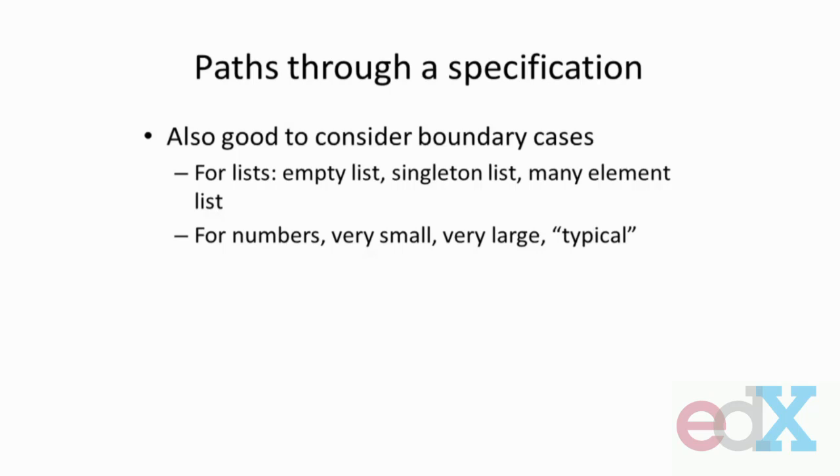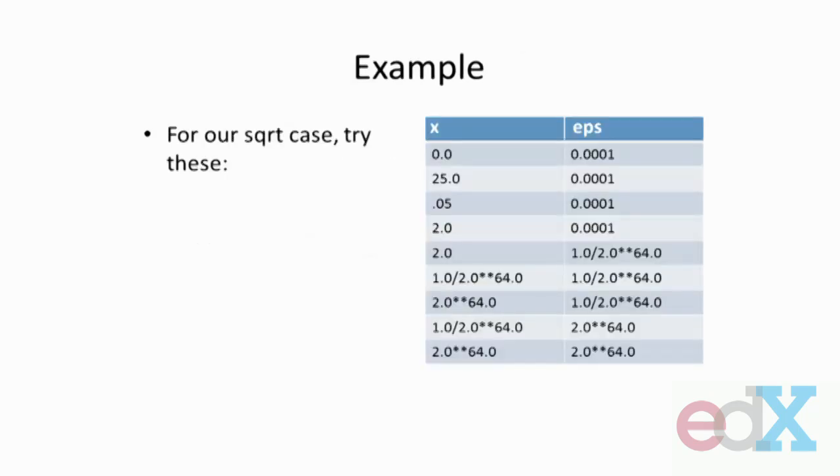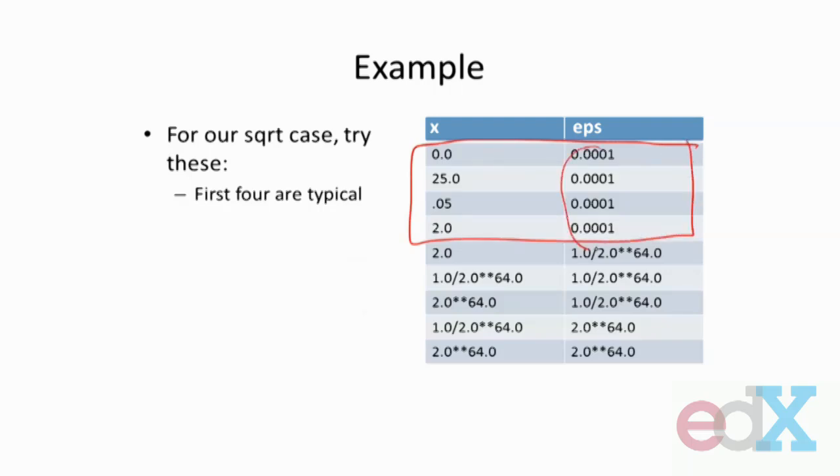So if we go back to my square root example, we can actually think about this then. What might be good test cases to use here? Well, I've put a little table together here, and these first four are what I would think of as typical cases. Notice, in all cases, I'm using epsilon to be pretty small because I want to get answers that are close to the right answer. That was part of that specification, that the difference between the actual value and the value I guessed at should be very close to what I want.